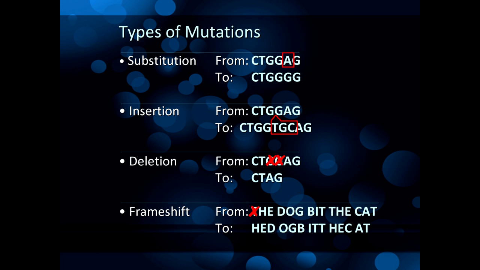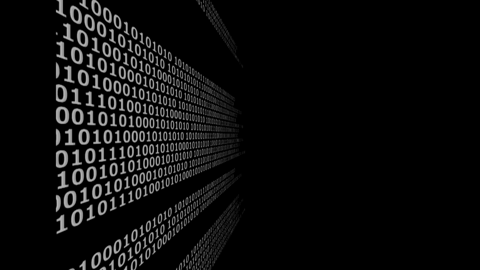And there are other types of mutations as well: inversions, duplications, translocations, that type of thing. So this is just analogous to what we really see. These are the types of mutations that are occurring in living things. So really, when you look at it, mutations do alter the genetic code. We can freely admit that.